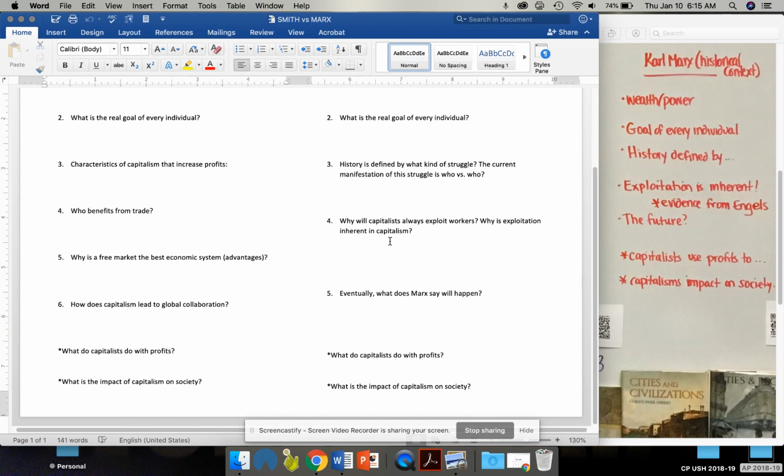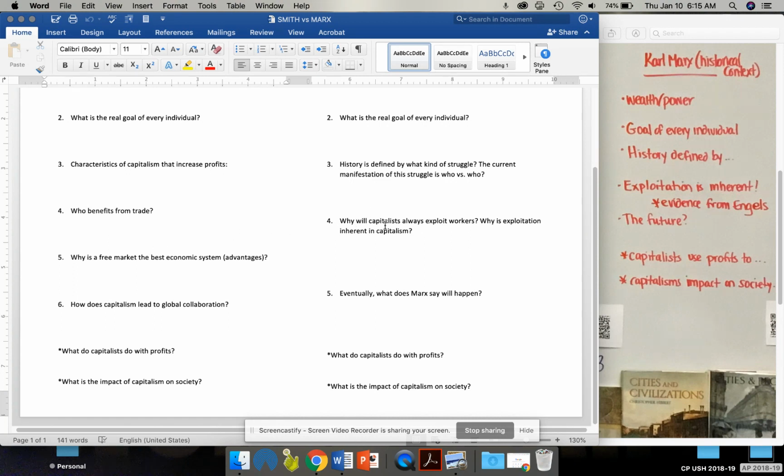So, a lot of things that you can do in order to increase your profits, and Karl Marx is going to say that capitalists will do those easier things before doing what Adam Smith observed. Now, keep in mind, who's right? They are both right. You see people doing both things and doing both things simultaneously.